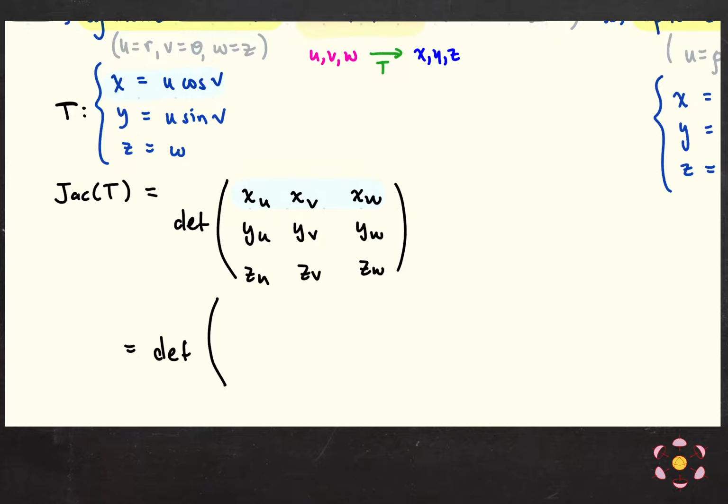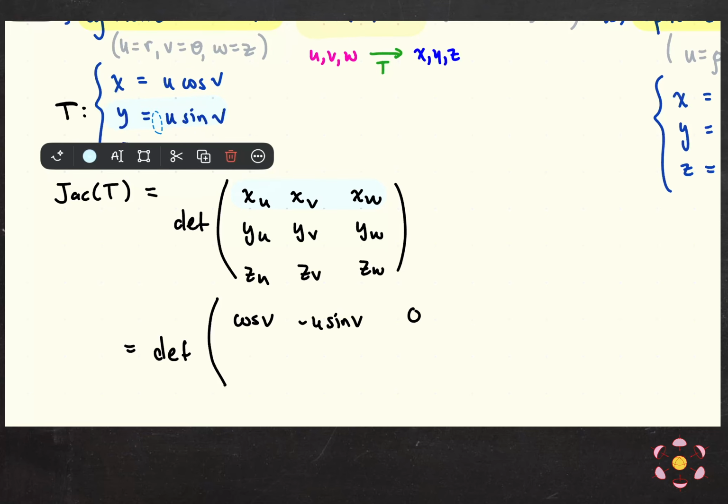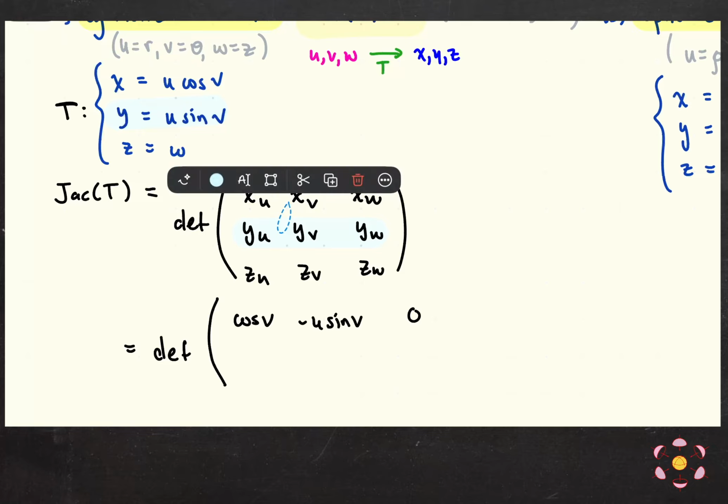Partial derivative of x with respect to u, cosine of v. Partial derivative of x with respect to v, negative u sine of v. Partial derivative of x with respect to w, 0. Okay, let's now look at the next row.